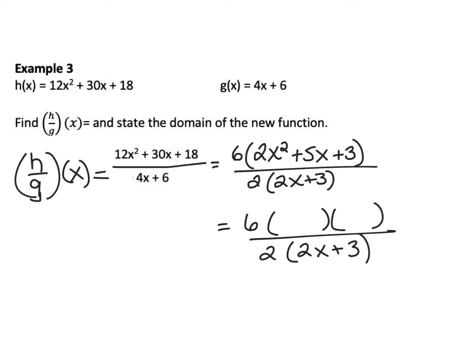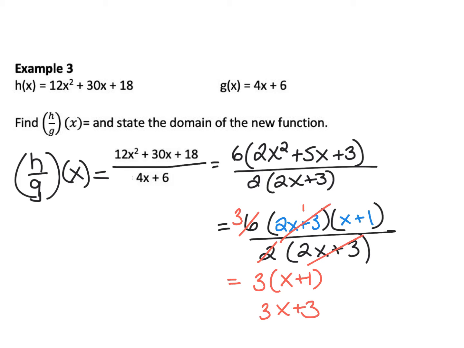There's a really good chance that one of the top ones will be that. And then, do I have any factors that cancel? I do. That divided by itself would be 1. 6 divided by 2 is 3. So what remains is 3 times x plus 1, or 3x plus 3.